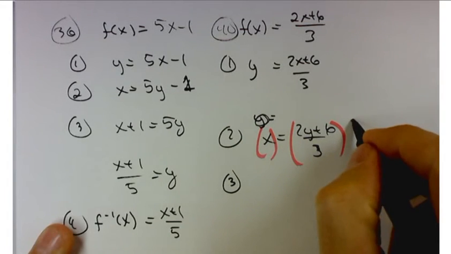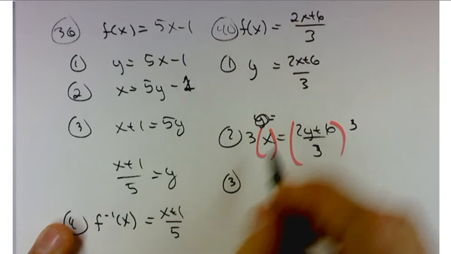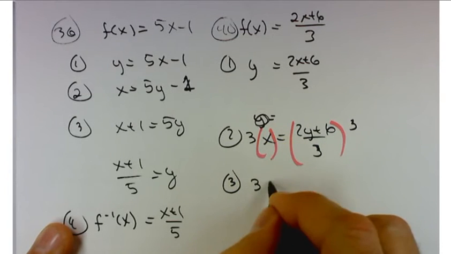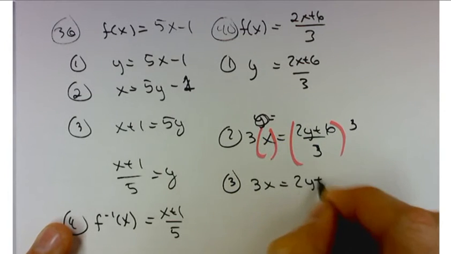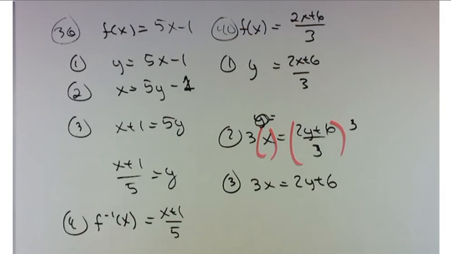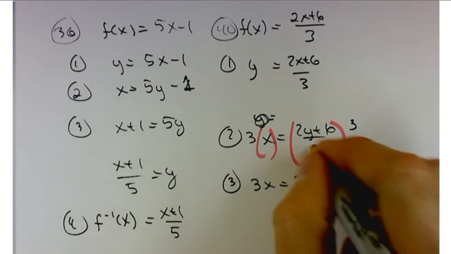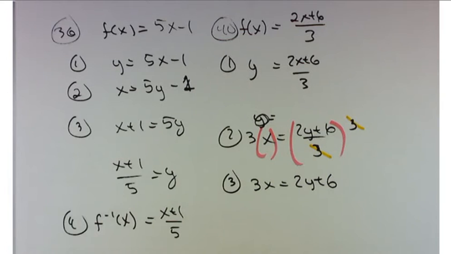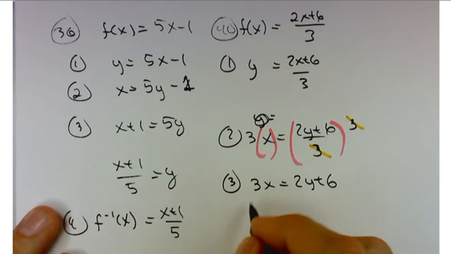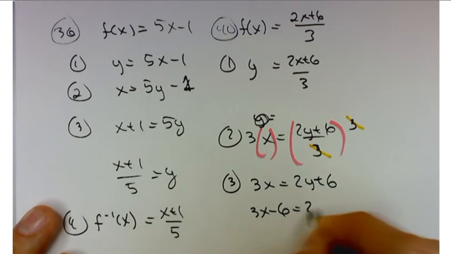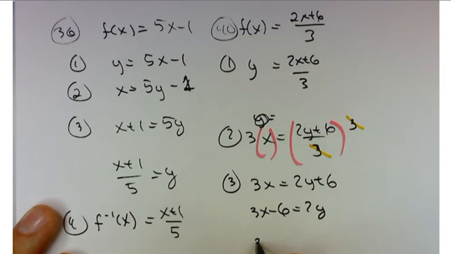So 3 here and a 3 here. There's no cancellation here, so I just get 3x equals 2y plus 6. The 3's cancel out here. Subtract 6 from both sides. 3x minus 6 equals 2y. And last but not least, divide both sides by 2.